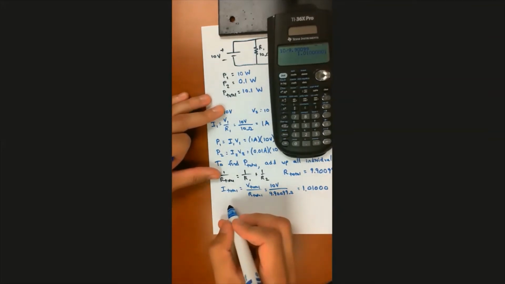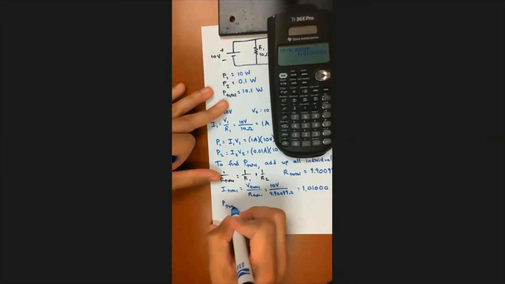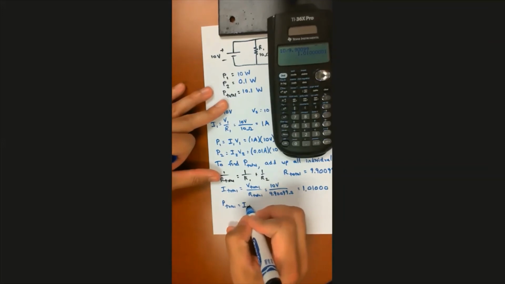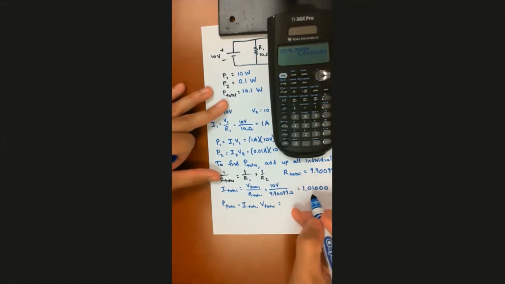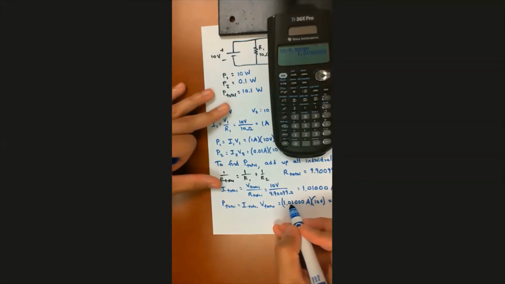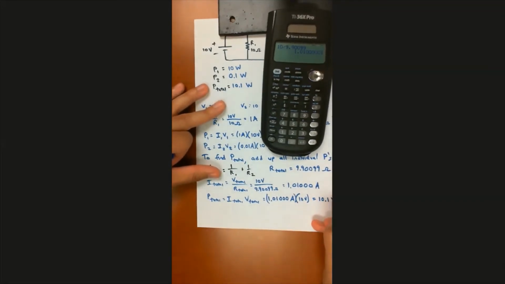And, oh, I can already see I think it's going to work out. All right, so I have my I total, I have my V total, that was just 10 volts, so my P total equals I total times V total. I total was this, I forgot my units, there we go, 1.01000 amps. V total was 10 volts. And when I take anything times 10, I just move the decimal point 1 over to the right. So I get 10.1000, but at this point, I'm just going to truncate that. Watts.